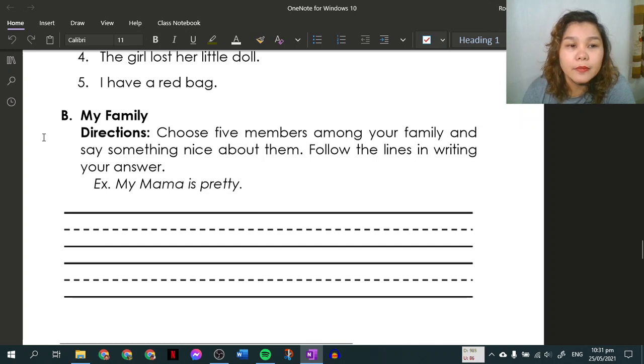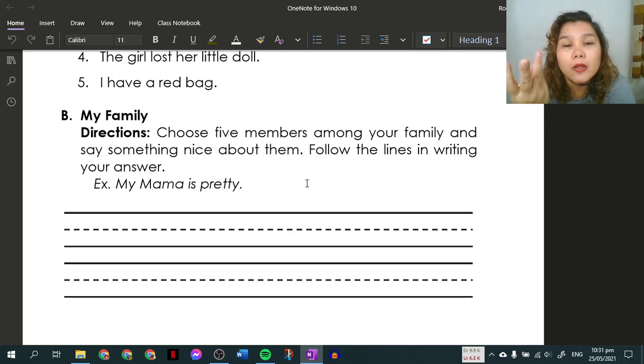And then for part B, it's entitled My Family. Directions: choose 5 members among your family and say something nice about them. Teacher, we are just 3 in the family, so you can choose anybody to be included in this part B. So follow the lines in writing your answer. An example is given, like my mama is pretty. So you think of your family members.